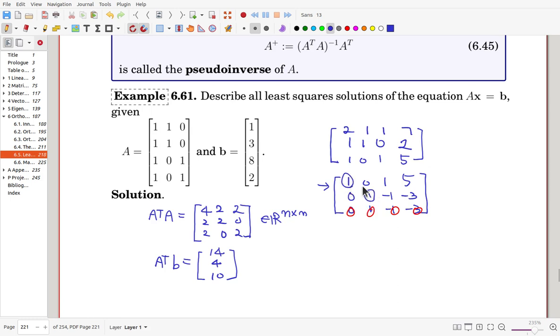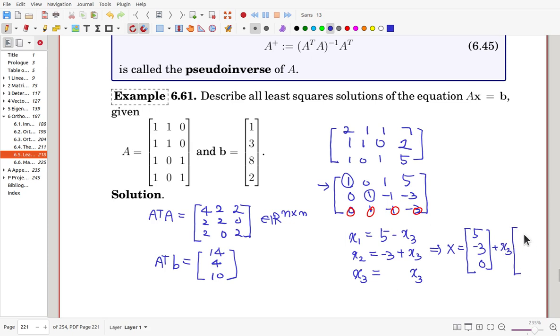Here x1 and x2 are the pivot, basic variables, and x3 is a single free variable. The first line says x1 is 5 minus x3, and the second row says x2 is minus 3 plus x3, and x3 is a free variable. So from this, x is the constant vector 5, minus 3, 0, along with a free variable x3 times the direction vector minus 1, 1, 1.